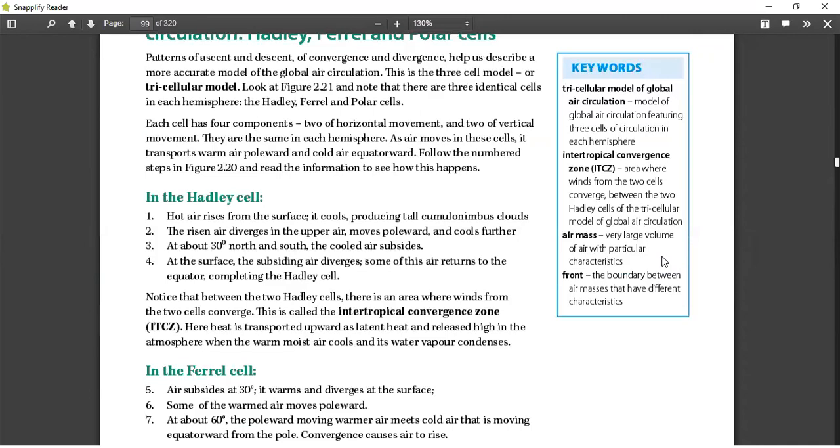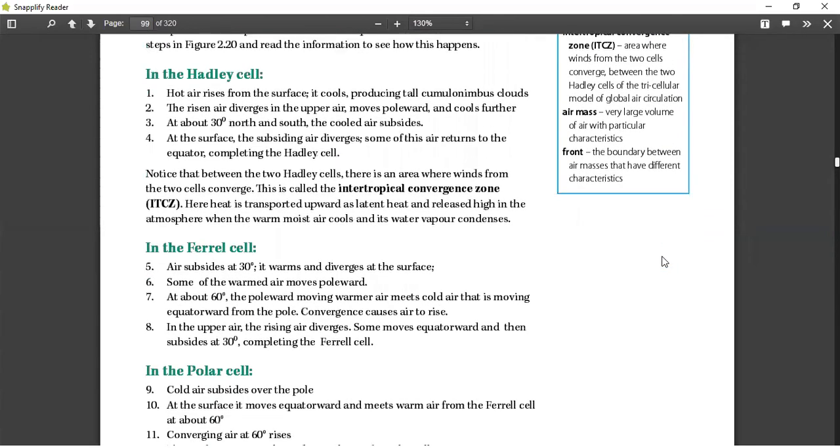So in this case, in the Hadley cell, hot air rises from the surface and cools, producing tall cumulonimbus clouds. So you're basically talking about how the hot air is going to rise from the equator, moving upwards to the North Pole or moving downwards to the South Pole until it eventually turns into cold air as it passes through the Ferrel and eventually the polar cell.